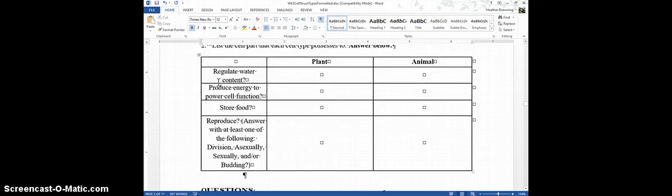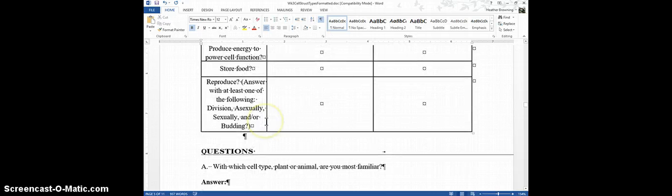And then we're going to talk about the same thing. What do they do? So what do they use to regulate water, energy, store food? Store food is kind of weird in prokaryotic, so be creative or ask me. It's a weird answer. And then reproduce, you're going to answer with one of the following.